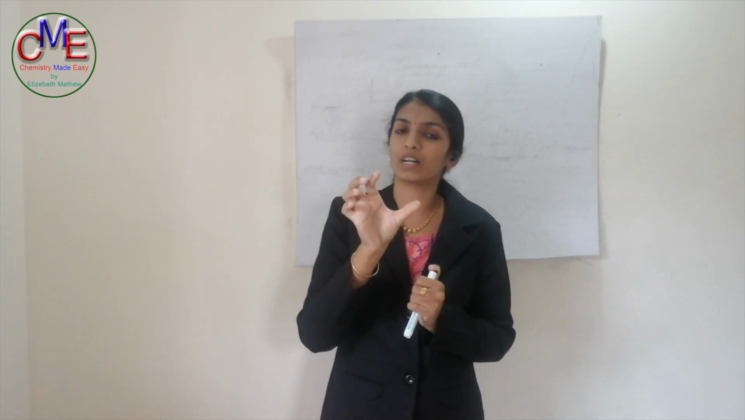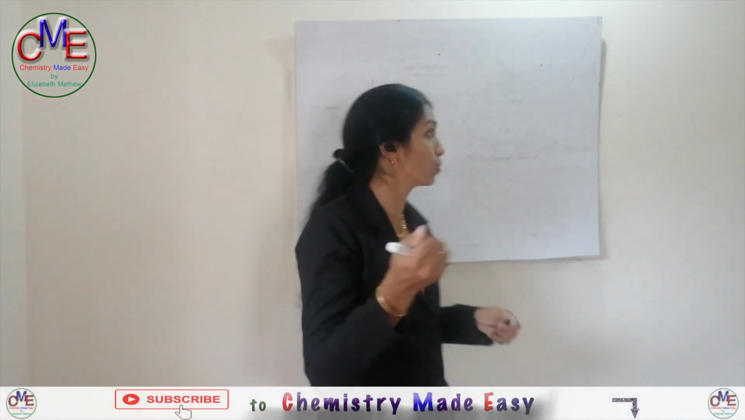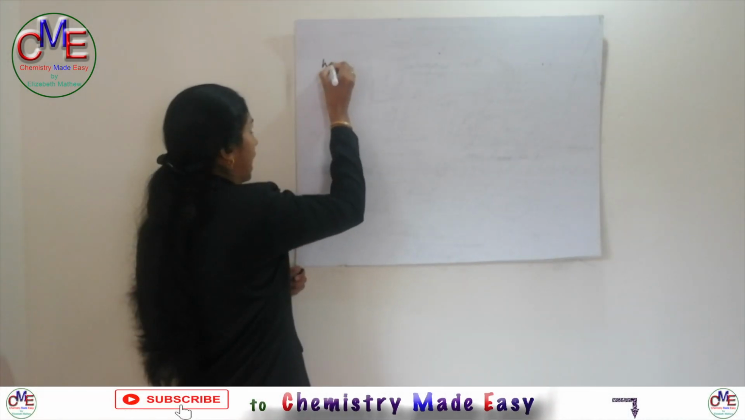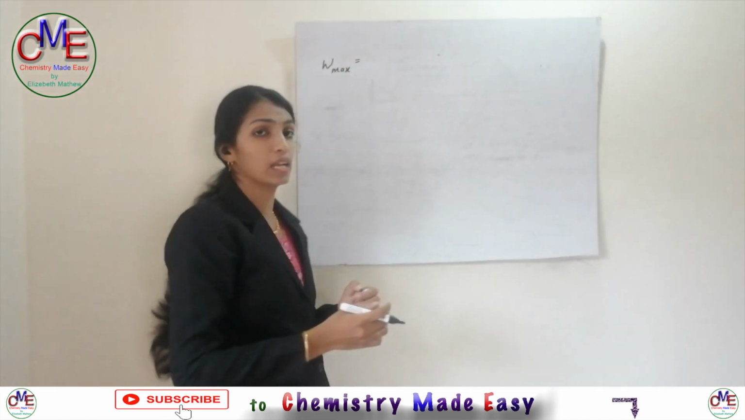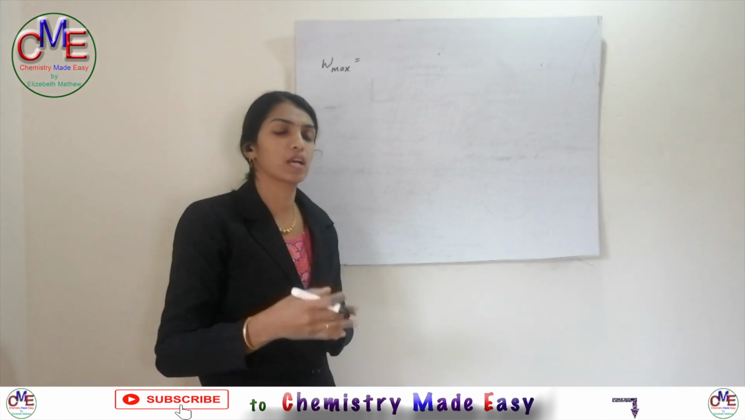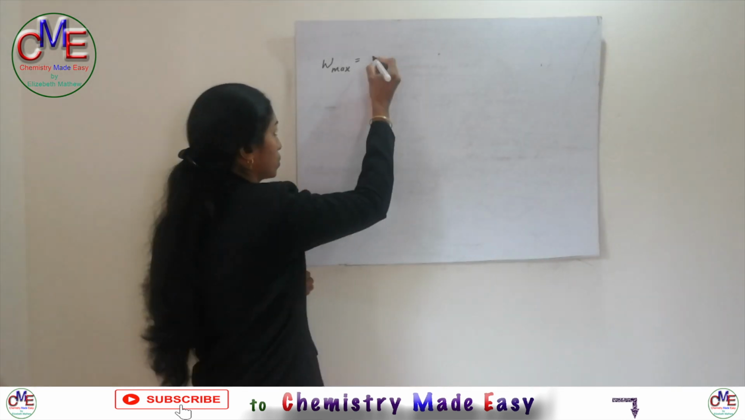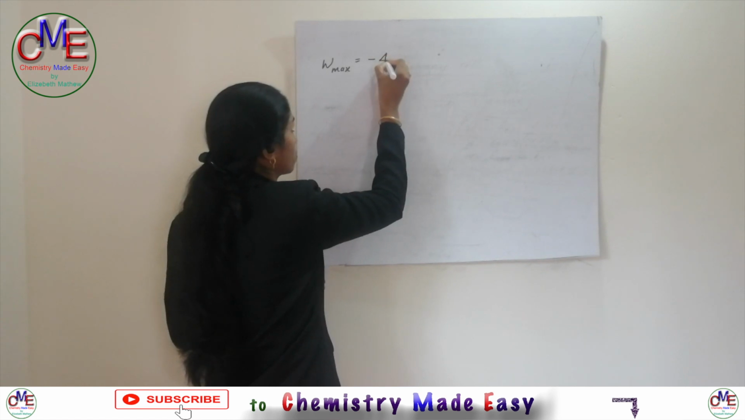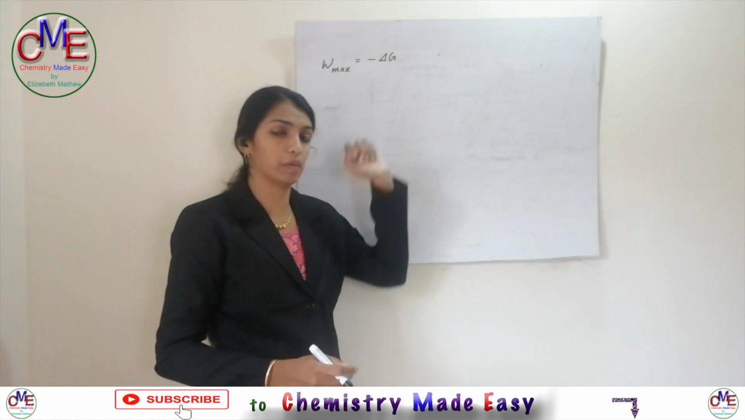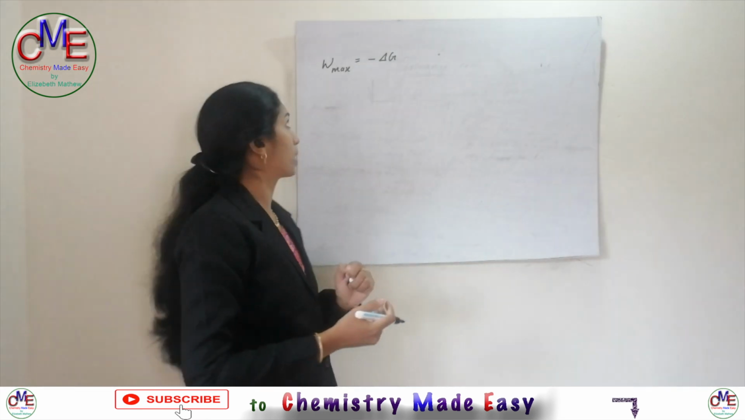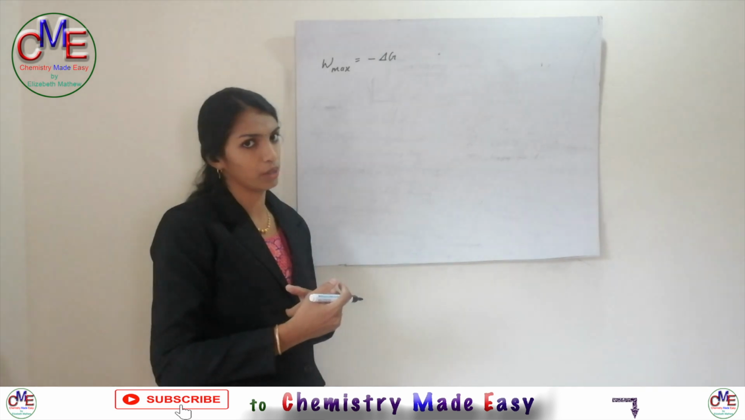So, the maximum work done by an electrochemical cell, we can represent it as W max, is equal to the decrease in Gibbs free energy. The Gibbs free energy change can be represented by the symbol delta G. So W max is equal to minus delta G.